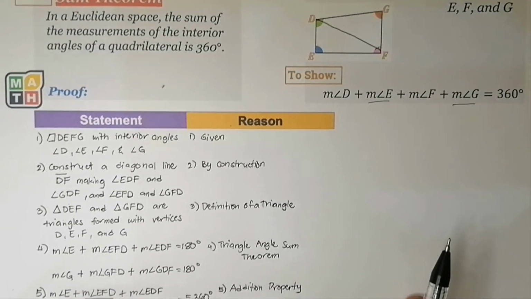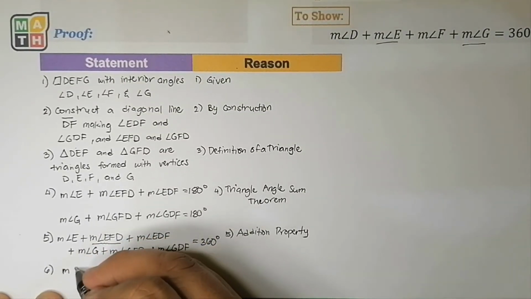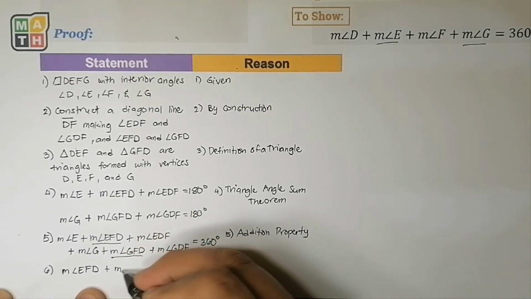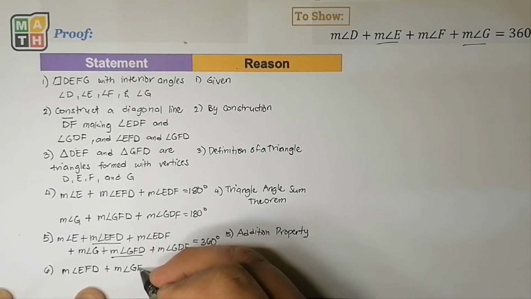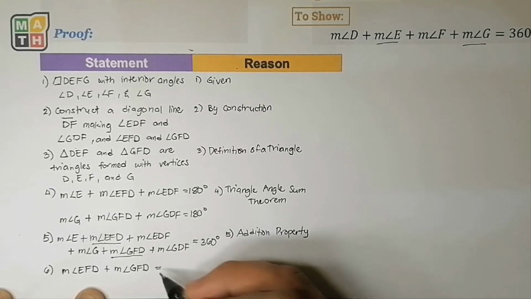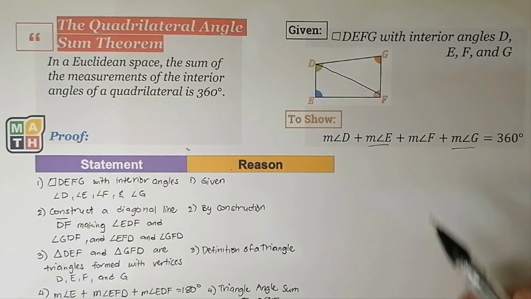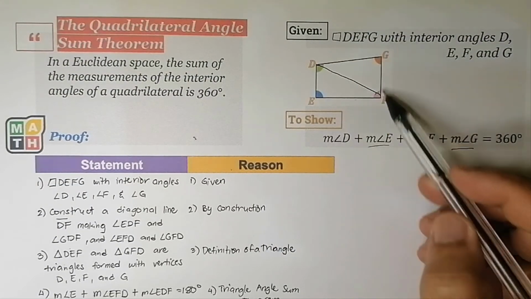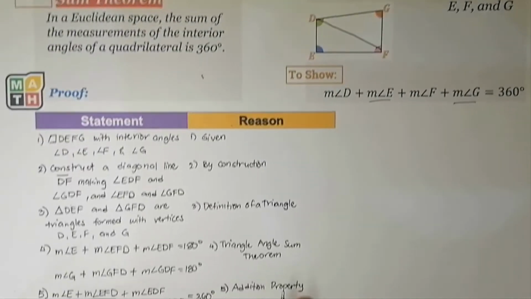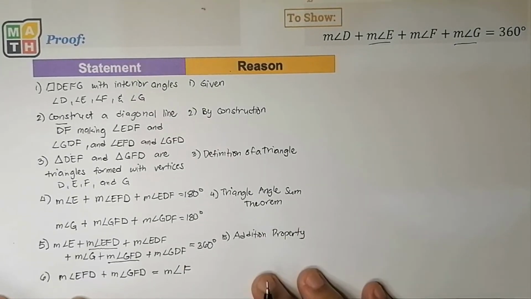In short, we could come up here with a statement saying that the measurement of angle EFD plus the measurement of angle GFD is equal to the measurement of a singular angle, this angle here, which is angle F. That would mean angle F now appears on our equation.